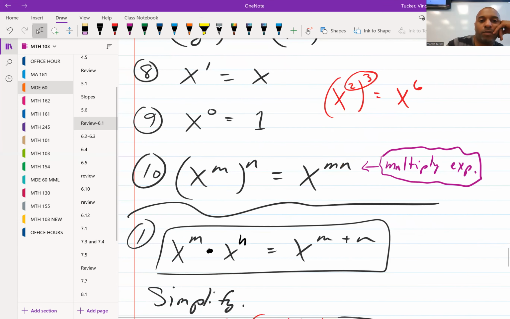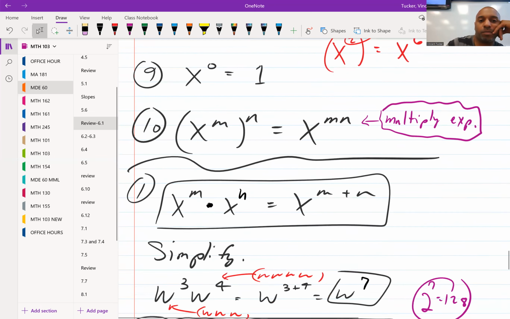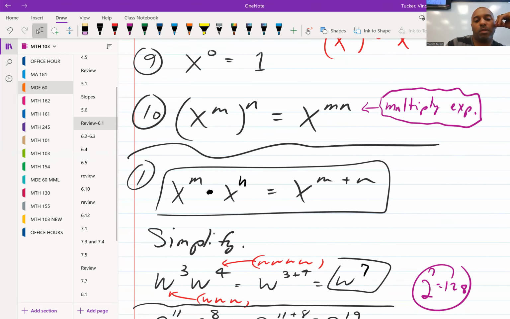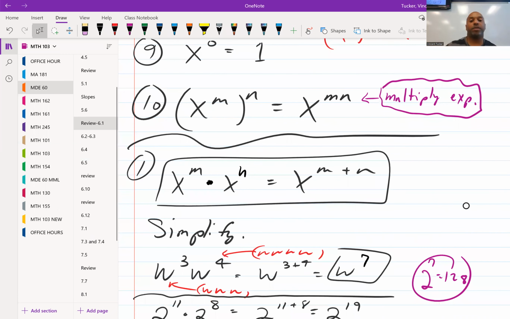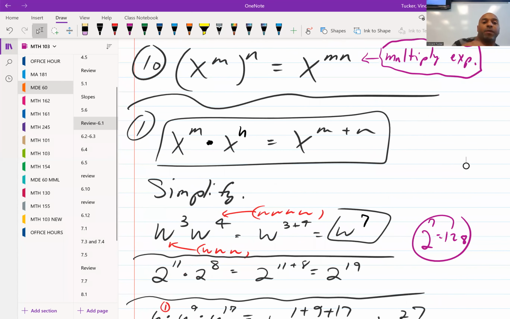So let's try these formulas out. We're looking at the first one first. You have x to the m times x to the n is going to be x to the m plus n. Once again, if your bases are the same, when you multiply them, you just add your exponents. So if we look at this first one, w to the third times w to the fourth, when we multiply them, we add the exponents: 3 plus 4 is 7.